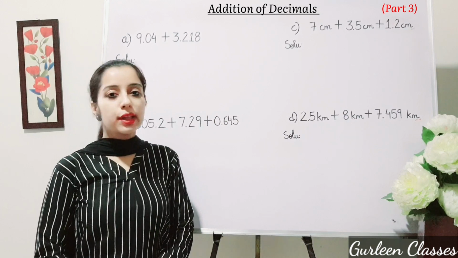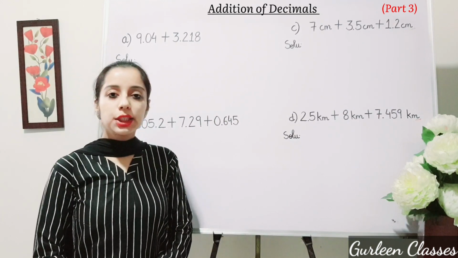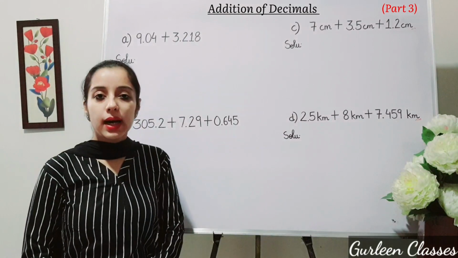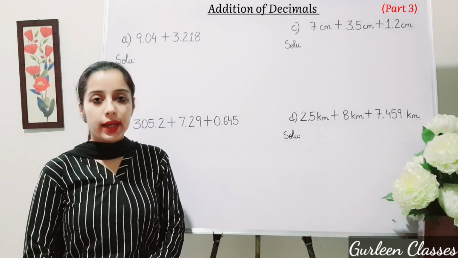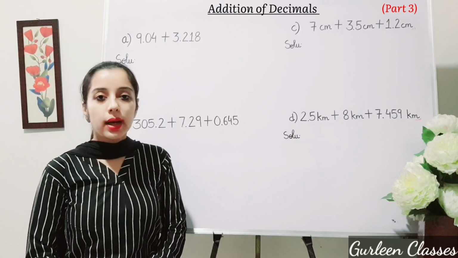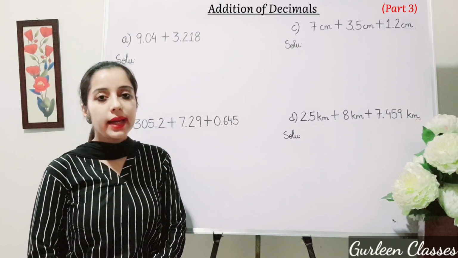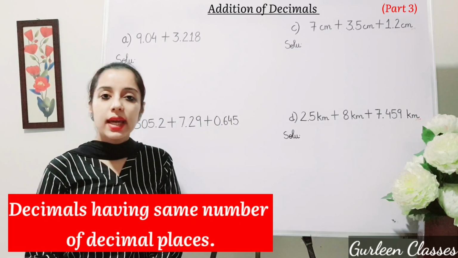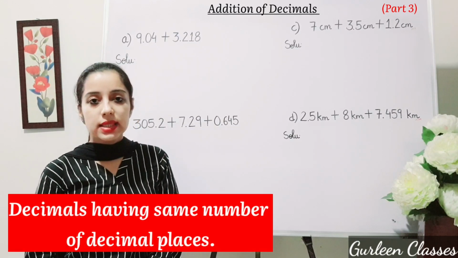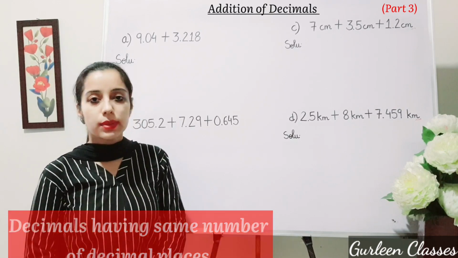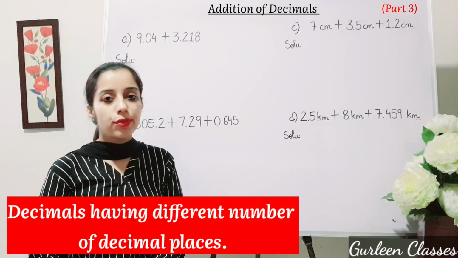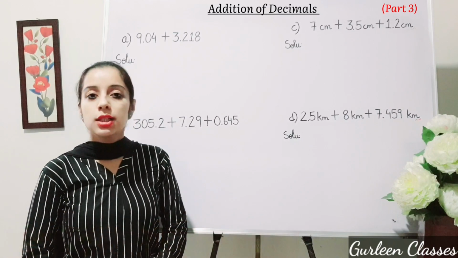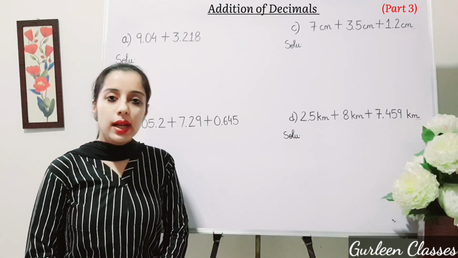So let us start with the first topic of today, addition of decimals. A bar: 9.04 plus 3.218. First step is to convert unlike decimals into like decimals. What are like decimals? Decimals having the same number of decimal places are called like decimals, and decimals having different numbers of decimal places are called unlike decimals. So first let us convert into like decimals.